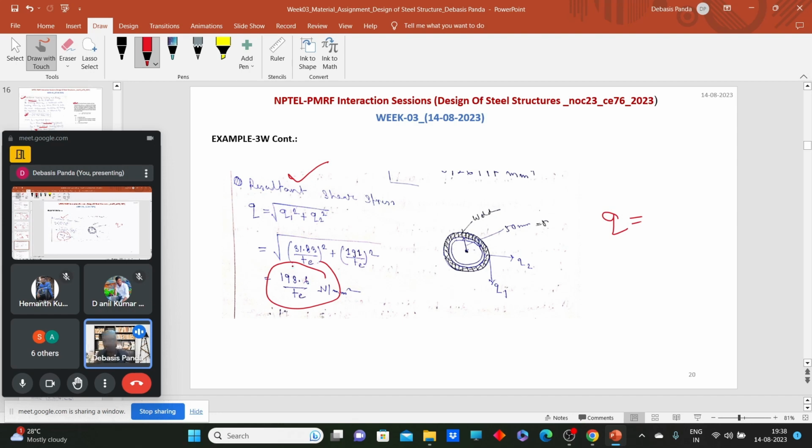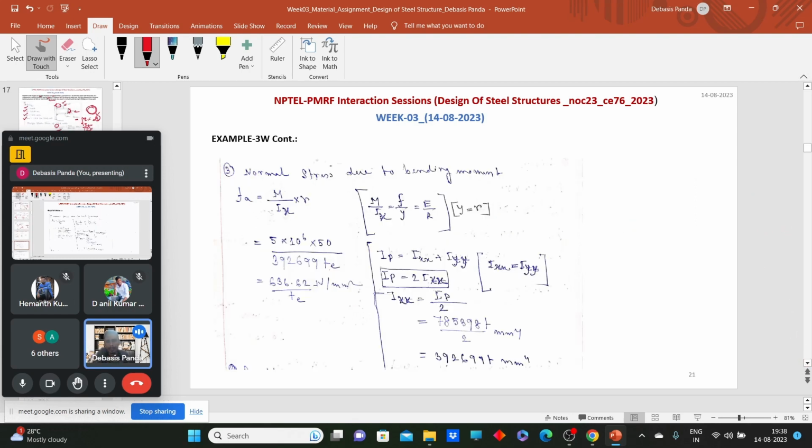Now what we need to find out? For this point load, the bending will occur, and due to bending, what phenomenon will occur? One normal stress will occur. Like due to that twisting moment, one shear stress will develop, likewise due to that bending, one normal stress will develop. What will be the value of this normal stress? We will use the pure bending theory, which says M by Ix is equal to f by y, and this f is nothing but your normal stress. So we can calculate the fa as M by Ix into R.